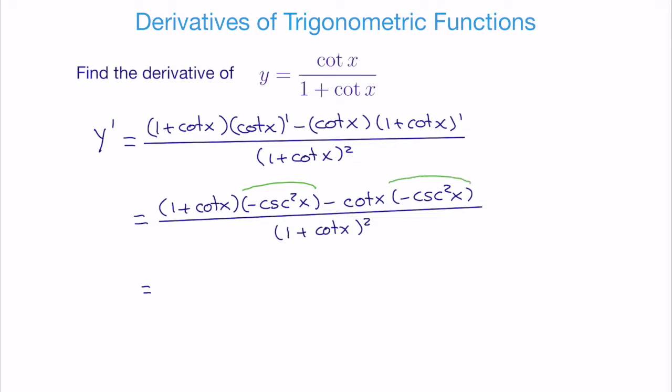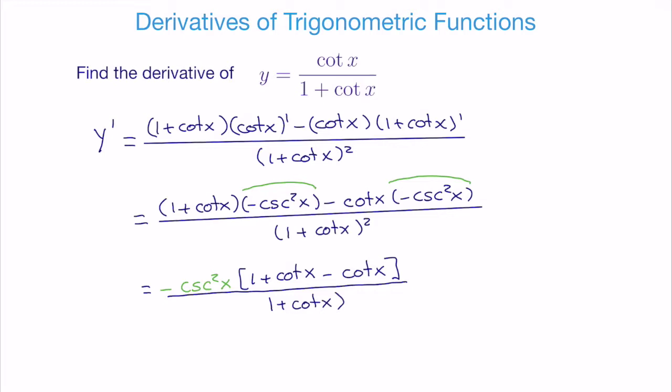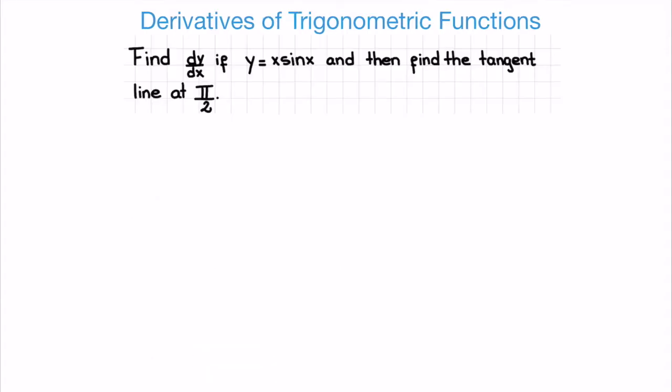Well, I'm going to factor negative cosecant squared from both terms. And we're left with 1 plus cotangent minus cotangent x over 1 plus cotangent x squared. The cotangents cancel out, and the answer is going to be negative cosecant squared x over 1 plus cotangent x squared. And we're done. In this example, we want to find a tangent line to a function that involves a sine function. So as always, we start deriving.